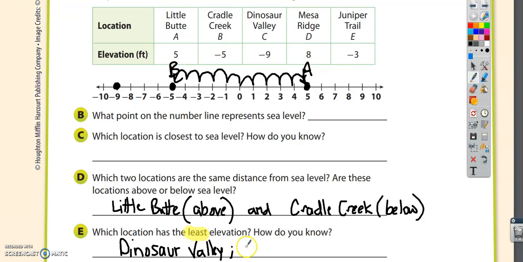And I like the term farthest left. This might be the first time you've heard this. But we're going to refer to greater numbers as being farthest to the right, and we're going to refer to the least numbers as being farthest left on the number line. I'm just going to write the number symbol. And I do apologize if this is a little bit messy. It's kind of hard to write using a stylus on a computer screen like this. But I did my best. So the answer to E, Dinosaur Valley, because it is farthest left on the number line.